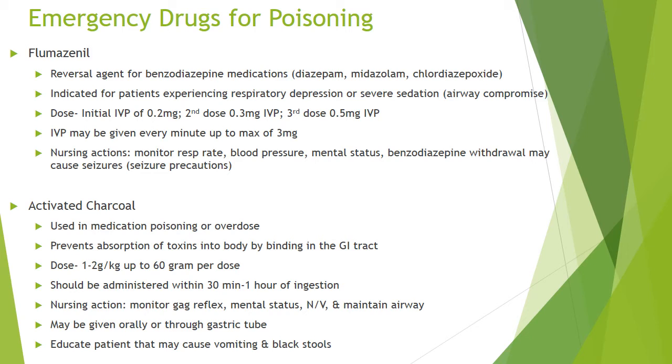We want to make sure we monitor a gag reflex. Some patients that have taken medications that cause sedative effects may not have the ability to swallow effectively. We want to assess their mental status as well as nausea and vomiting, and we want to maintain their airway. Our activated charcoal can be given orally or through a gastric tube. It's very thick, so it's important to make sure you flush behind the gastric tube. And we want to educate our patients that activated charcoal is supposed to cause vomiting as well as black stools so that they are aware and not alarmed.